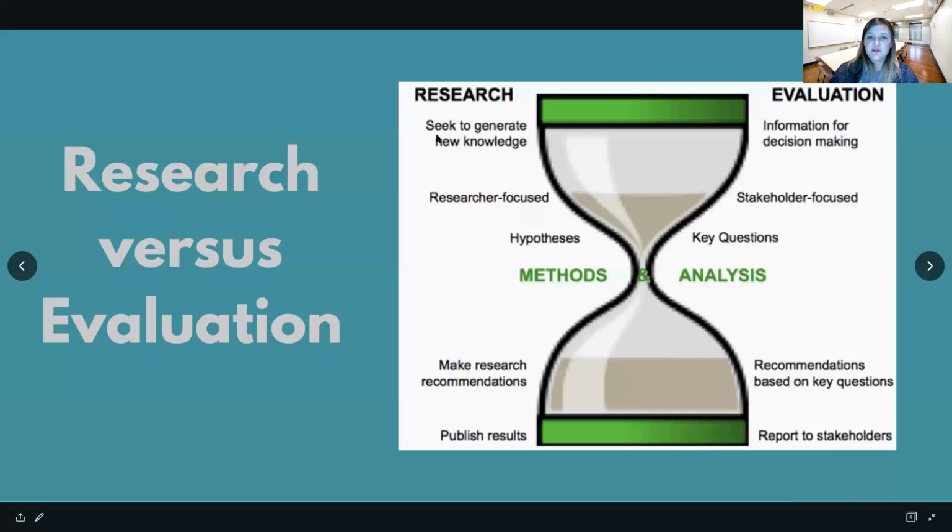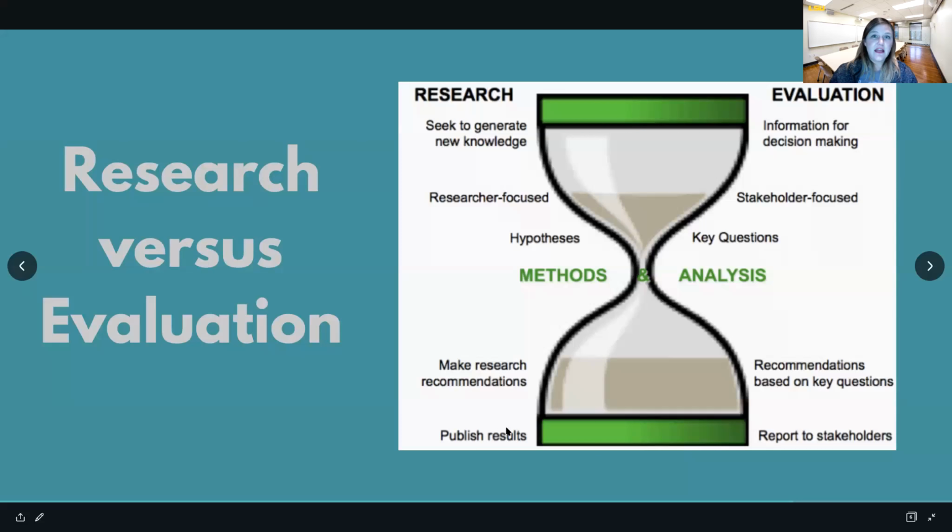So in research, the goal is to generate new knowledge. It's usually researcher focused, so it is a hypothesis that the researcher comes up with. And then based on what they find out, they make research recommendations and publish their results.